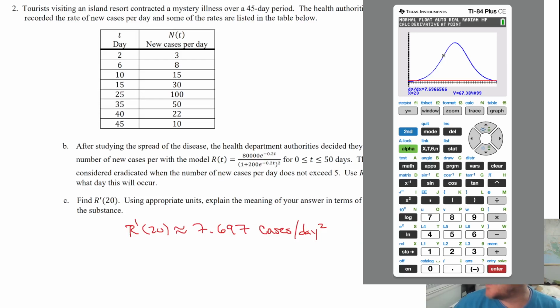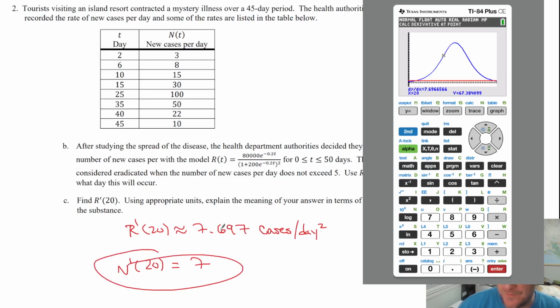The other thing that's moderately interesting here is remember that the rate of change we got at n from the table, n prime of 20, was 7. So we can see that our initial approximation of 7 was not too bad for an approximation for the actual data from the equation that the scientists came up with.